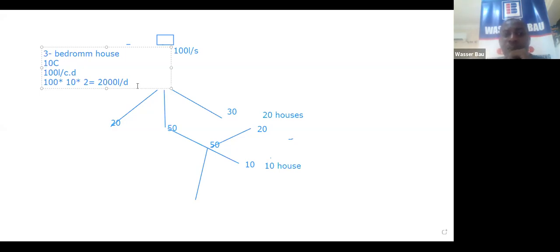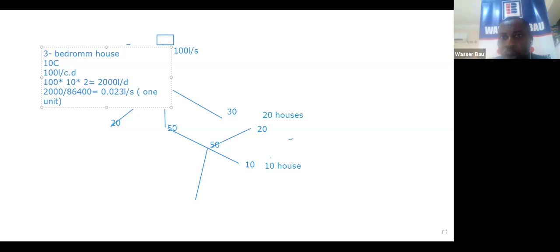So the next thing now is to convert it to liters per second. To convert it to liters per second, what do I do? I will divide the day by 60 by 60. So the total value becomes 2,000 divided by 86,400. And that will be 0.023 liters per second. That is for one household, 1 unit.